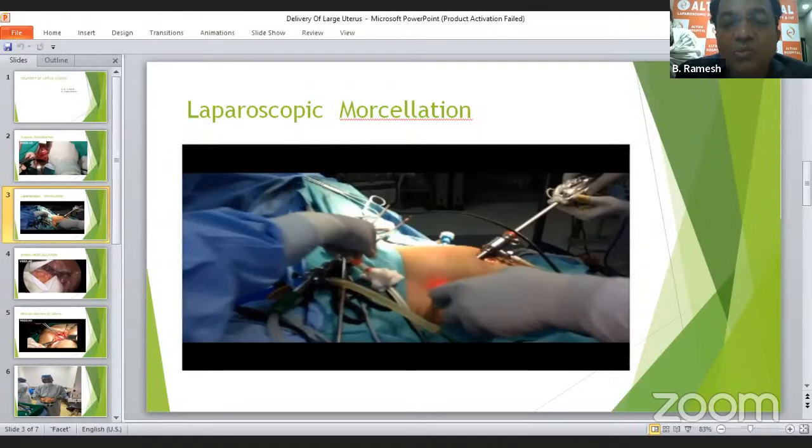So you can do it within the endobag, so that you keep moving it. First you put the endobag and fill it with a little bit of water, and it expands. Now you put the uterus into the endobag and you can morcellate through the endobag.